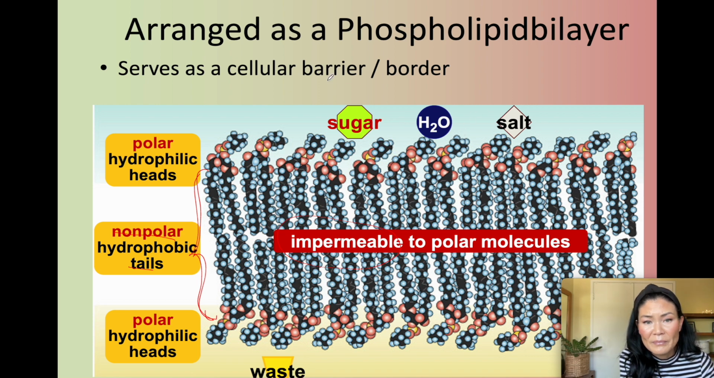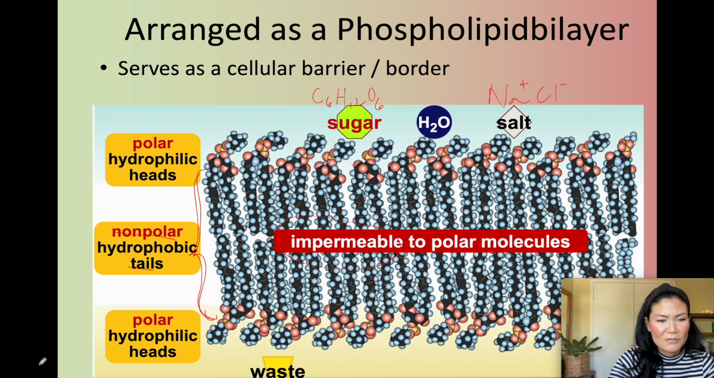Remember sugars, like for example, C6H12O6, which is glucose, H2O, which is 2 hydrogens, 1 oxygen. Salt, take for example NaCl. You've got the Na plus ion, Cl minus ion. They need to get in the cell. How do they get in the cell then? That's what we're going to be talking about very soon, in just a few minutes, okay?